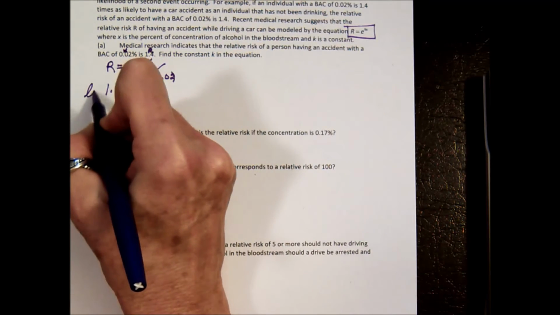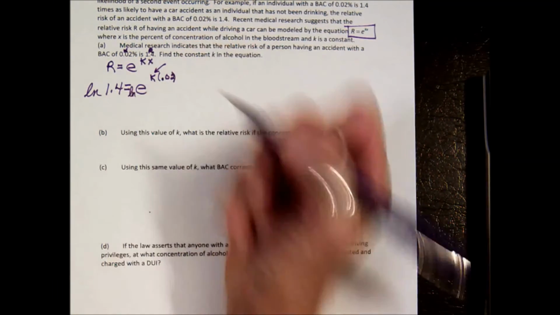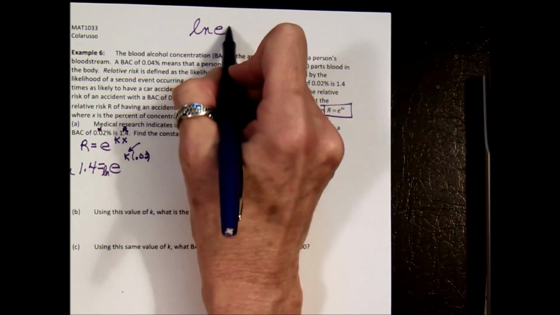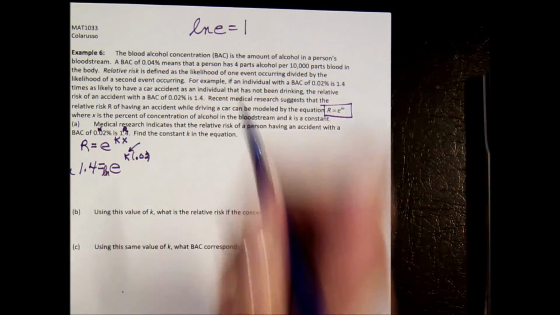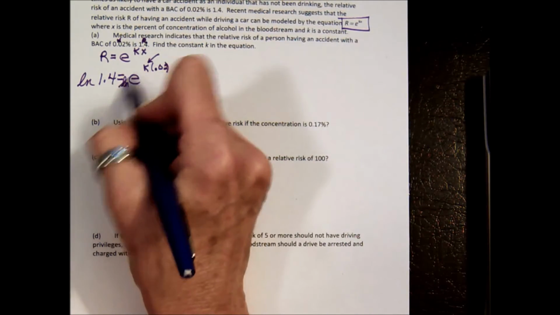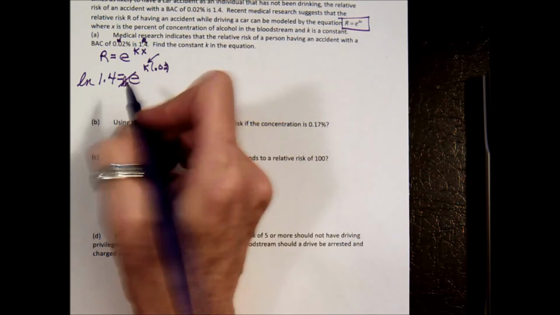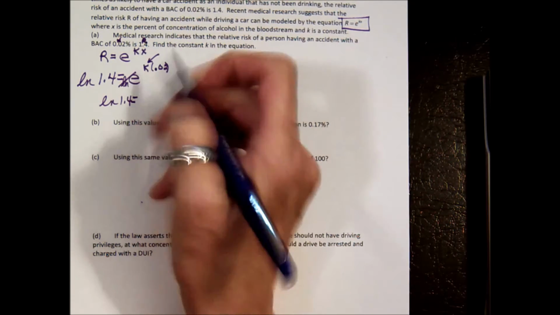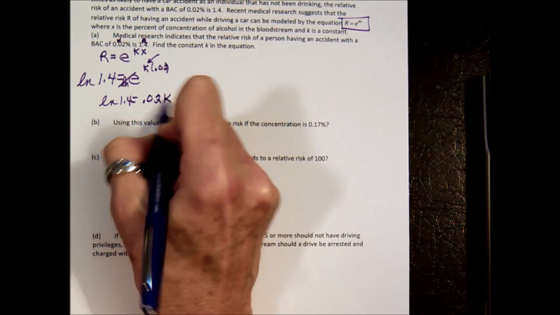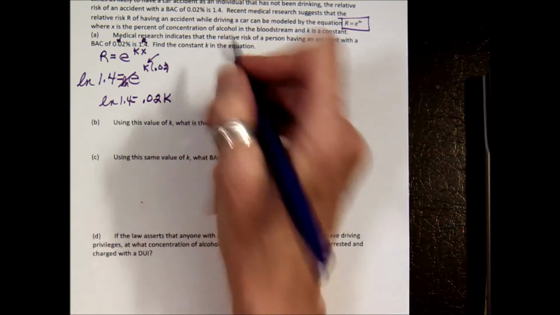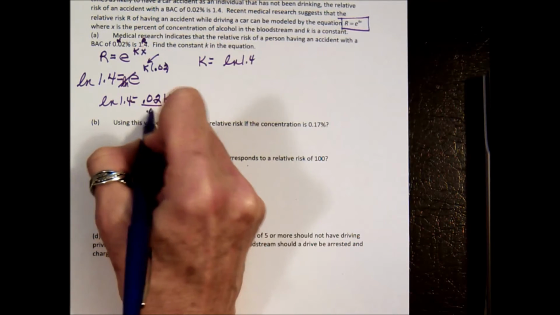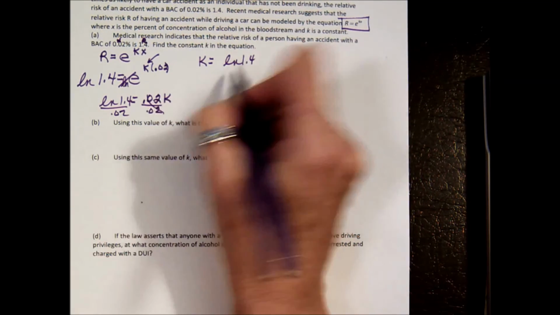So I'm going to say ln of 1.4 equals ln of e. And one thing you need to know, I'm going to write this at the top, is that ln of e equals 1. They almost cancel each other and equal just a 1. So now these make a 1, and it also causes this side to come down on the ground, so to speak: ln of 1.4 equals 0.02k. And now to solve for k, all I have to do is take ln of 1.4 and divide both sides by 0.02.